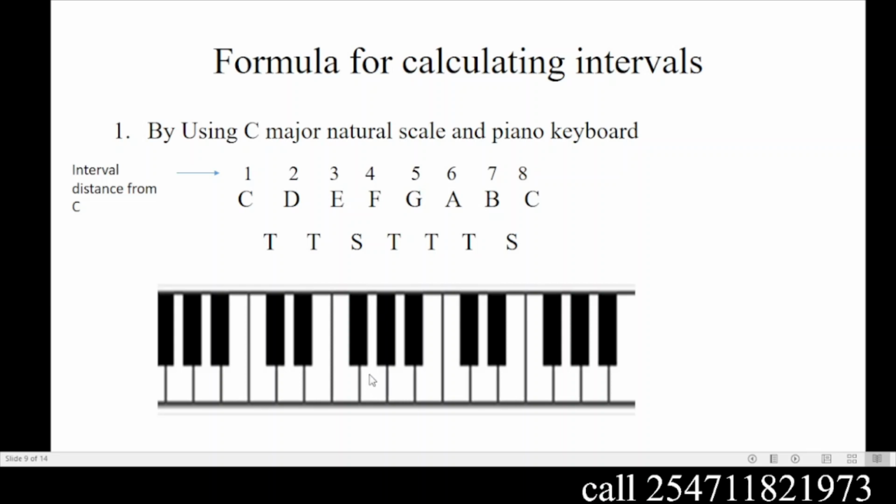On a piano keyboard, G is here and A is here. So G to G sharp is a semitone. From G sharp to A, another semitone. Those 2 semitones you add together, they give you what? A tone. And we say that a major second, for example from C to D, is supposed to have a tone. So G to A is also a major second.